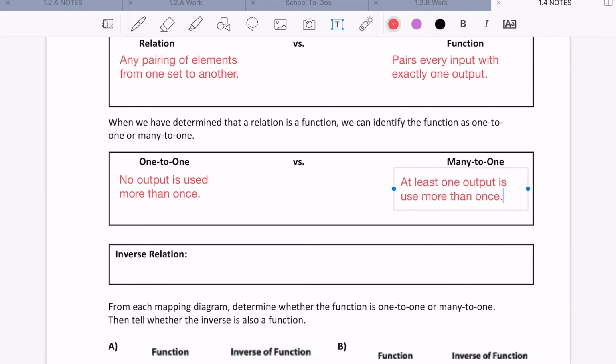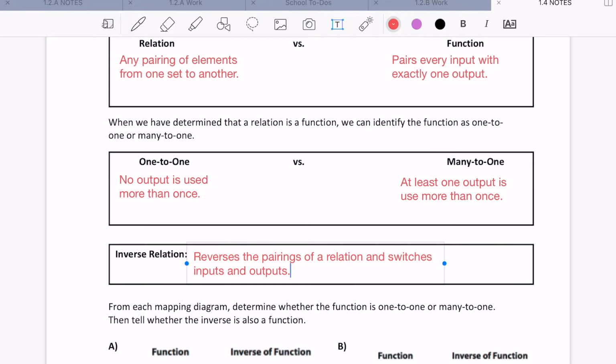Now, we're talking about relations and inverse relations. So an inverse relation reverses the pairings of a relation and switches inputs and outputs. In simple terms, an inverse relation is going to take your x and y values in the relation and simply flip them, so it'll be (y, x) in place of (x, y).